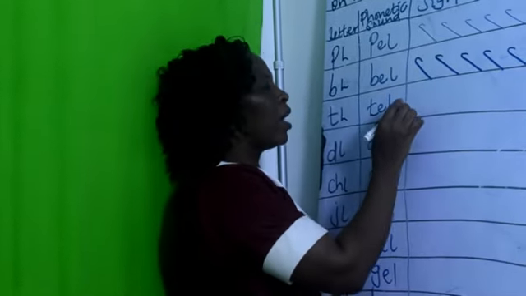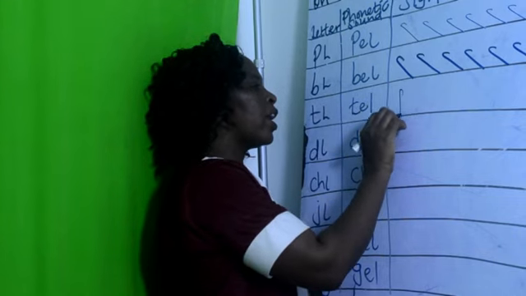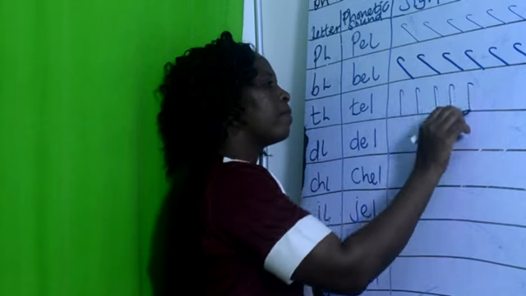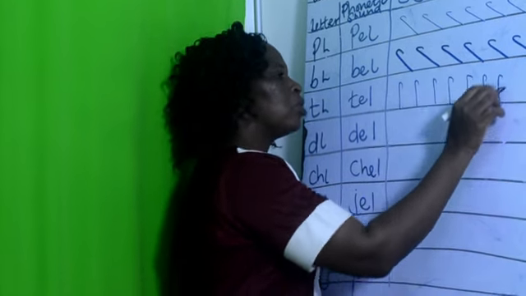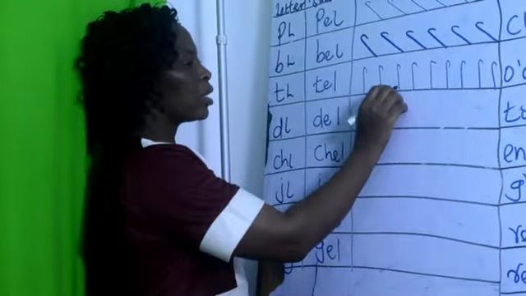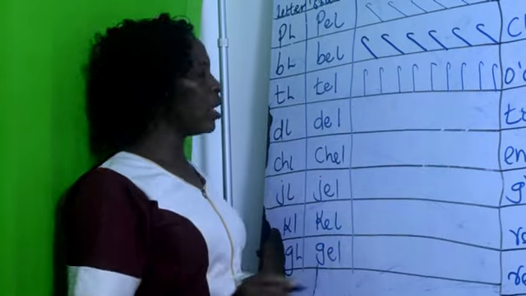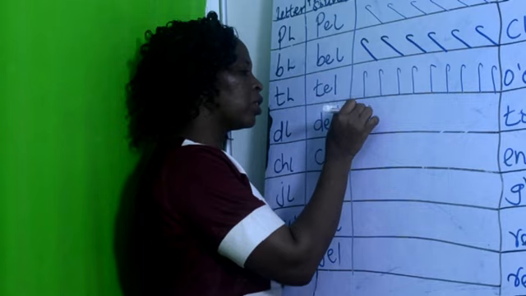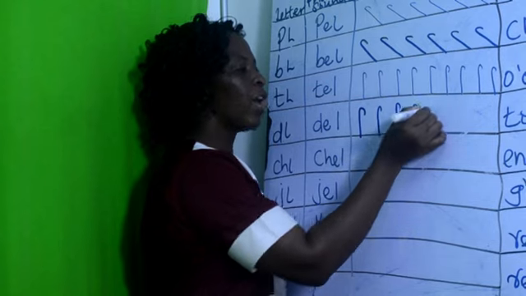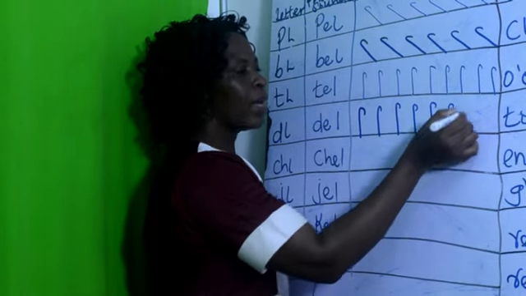Then we have a stroke of T hooked for L. This is how we drill the stroke of T hooked for L. Drill as you pronounce the stroke and as you increase your speed. Then we have stroke of D hooked for L. This is how we drill stroke of D hooked for L. We hook it for L like that.